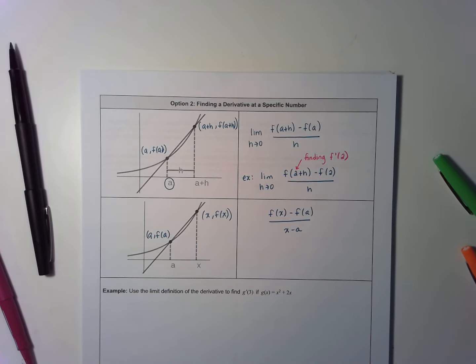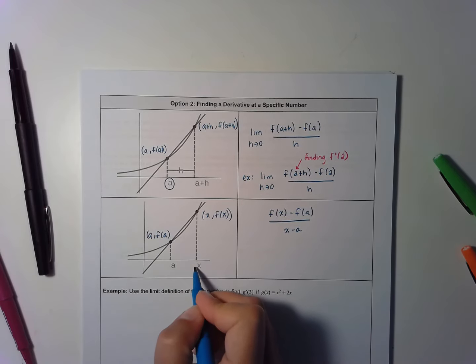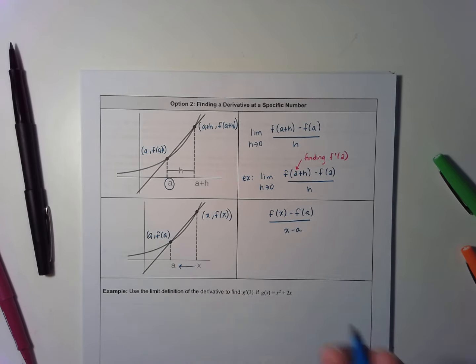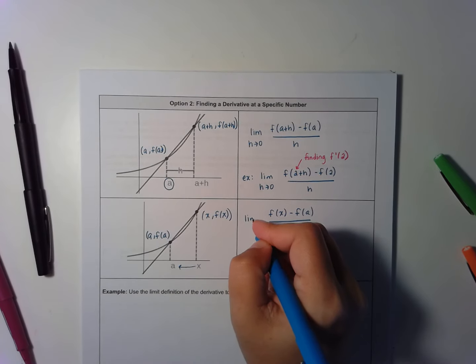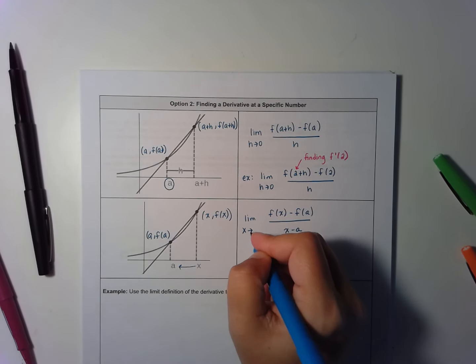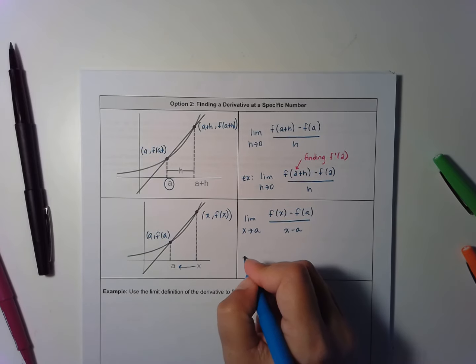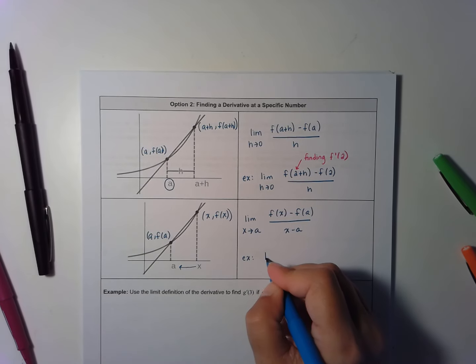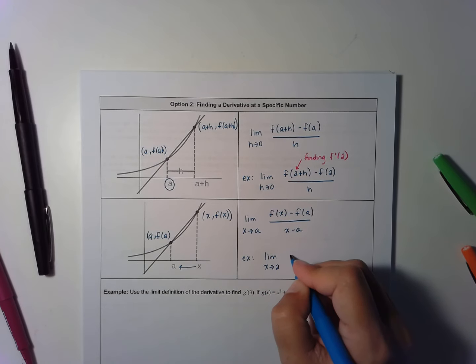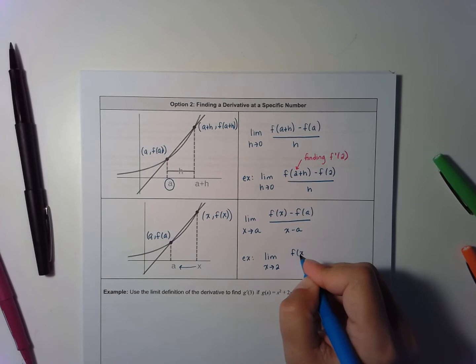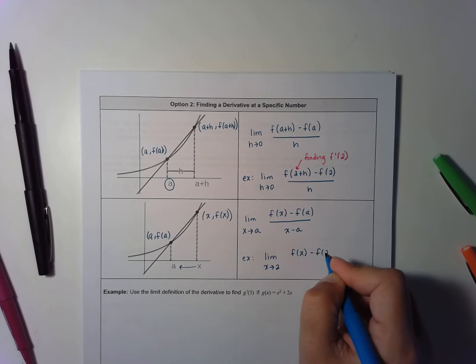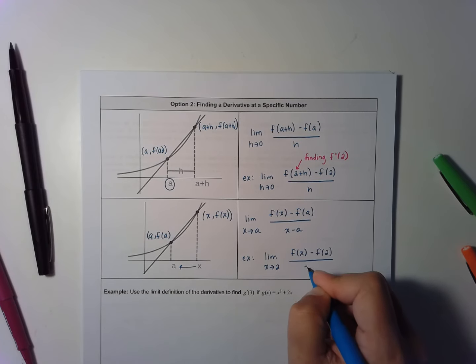But this time, instead of letting h approach 0, we're not using h to represent the distance. In this case, we just want this random x that we chose to slide closer to a. So our limit would be the limit as x approaches a. An example of how this might look if you were to see it set up in a problem is the limit as x approaches 2 of f of x minus f of 2 all over x minus 2.